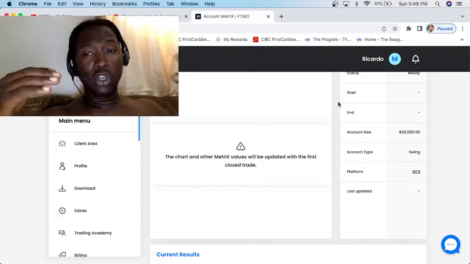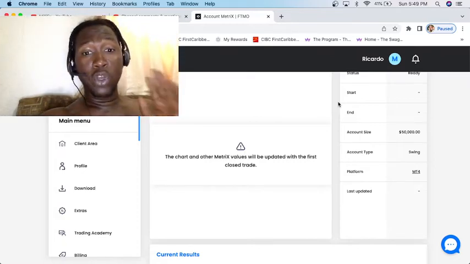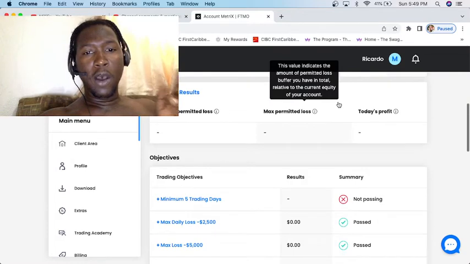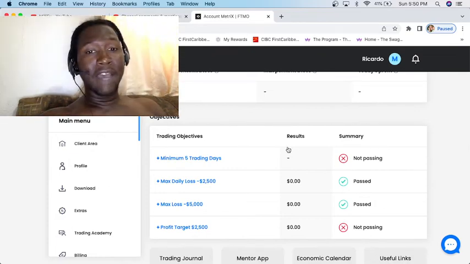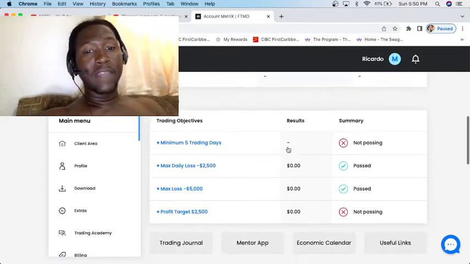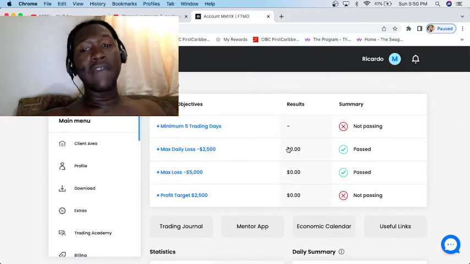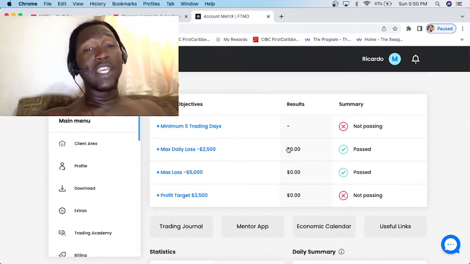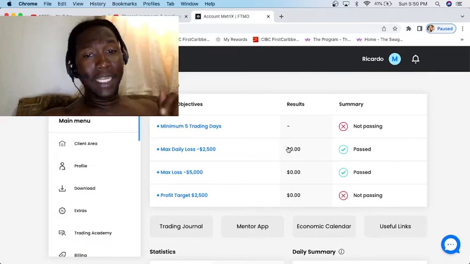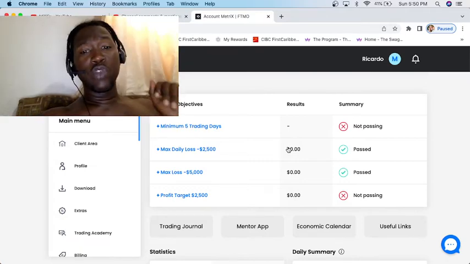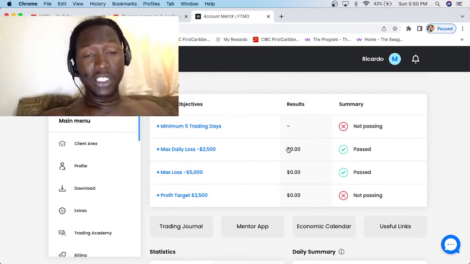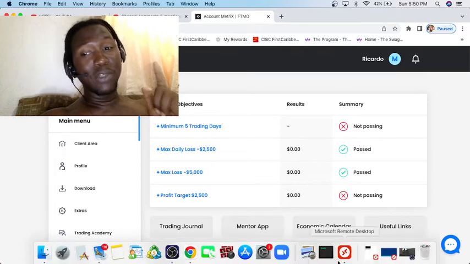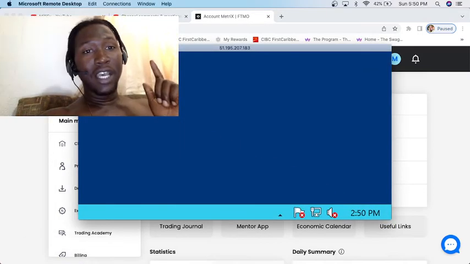So I'm going to show you guys all of the settings that I'm going to be using on this challenge. When you're doing an FTMO free trial, you have a minimum of 5 days. Your max daily loss is 25,000. Your max loss is 5K. Profit target is actually only, not 25K, 2500. I feel like we could make that 2500 really quickly. But this is going to be an aggressive challenge. So I'm going to show you guys what I'm actually about to do.